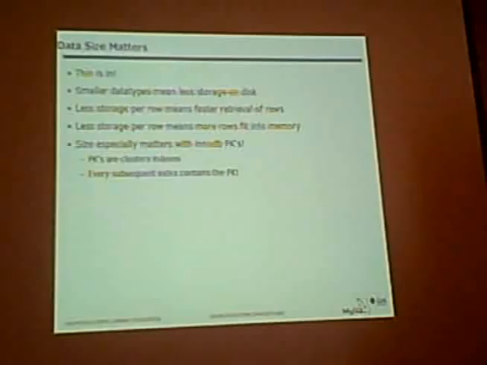So when you have a bloated data type, let's say you over-allocate a char 100 when you only need a char 20, that's not only disk space, but it's also going to be read from disk, and it's also going to be stored in memory, so that means you're going to have fewer things in your buffer pool than you actually need. And another big one here is InnoDB primary keys.